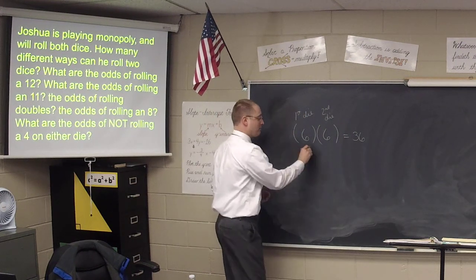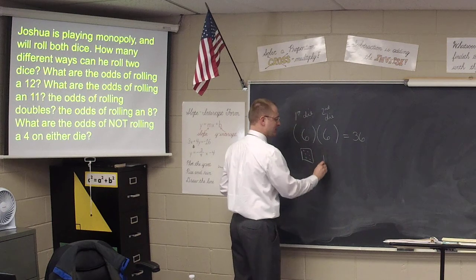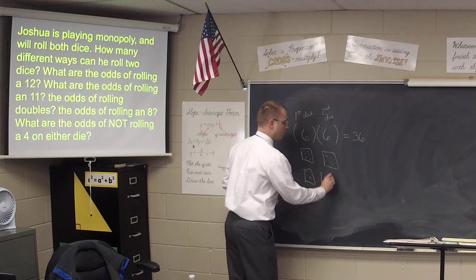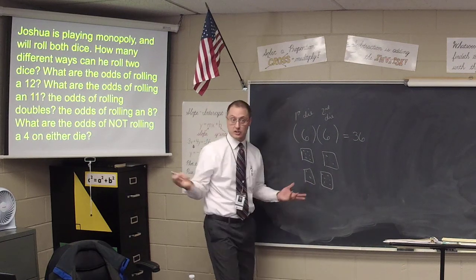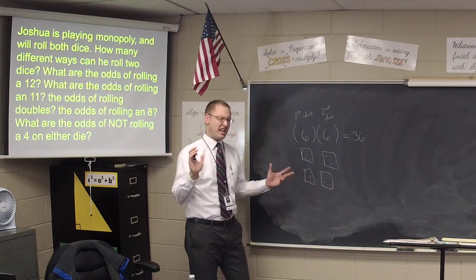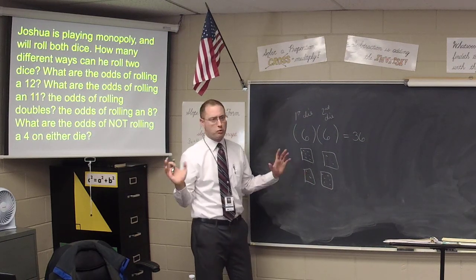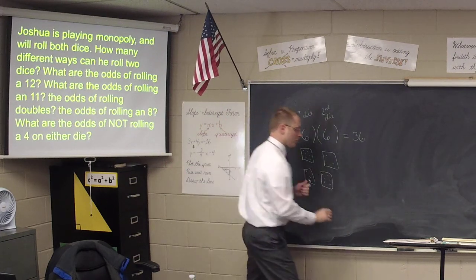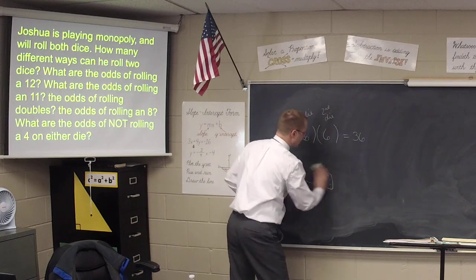Now again, that means that if he gets a 6 and a 2, that's different from rolling a 2 and a 6, for instance. Does that make sense? Okay, so that assumes now, he's like, but it's still an 8. Right, but it's still a different way for the dice to come out. Does that make sense? All right, so 36 different ways the dice could roll.